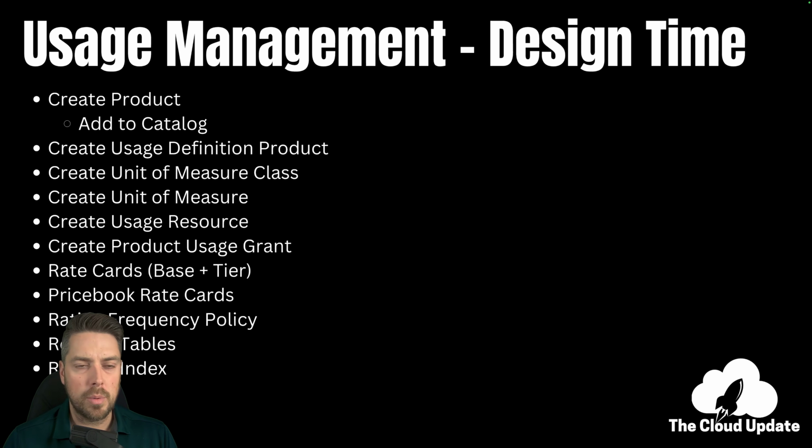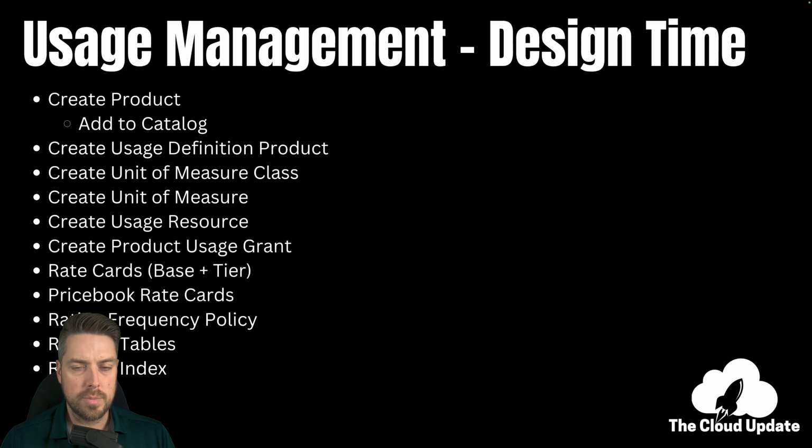So we're going to go through a couple of setup steps. We're going to create our product, make sure we add it to our catalog. We're going to create the usage definition product. Then we're going to create the unit of measure class and unit of measure. We're going to create a usage resource. We're going to create a product usage grant because we're going to allow a grant of usage with our product. Then we're going to create our rate cards, the base and the tier rate cards.